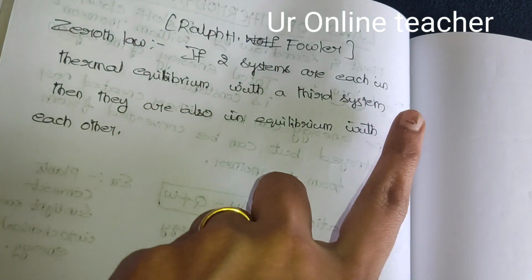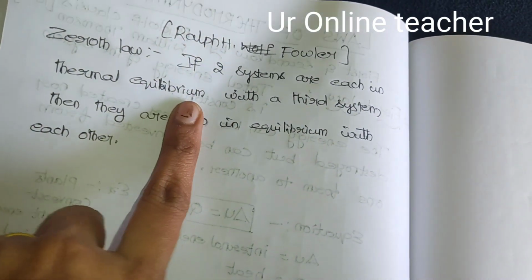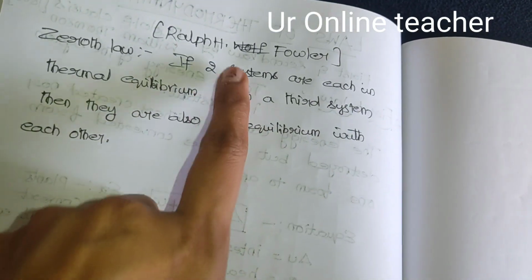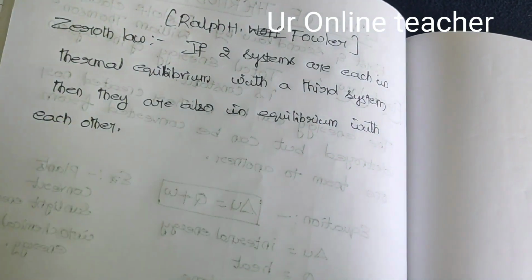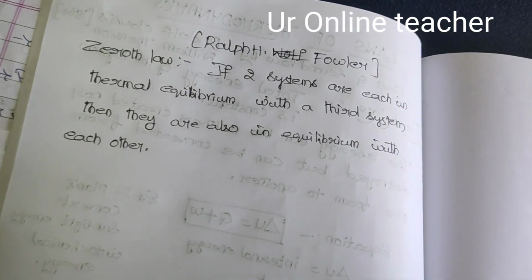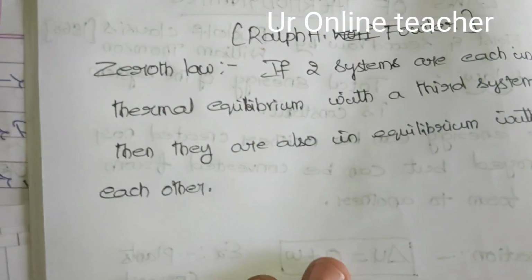So if two systems are each in thermal equilibrium with a third system, then all three will be in equilibrium with each other. This is the zeroth law.